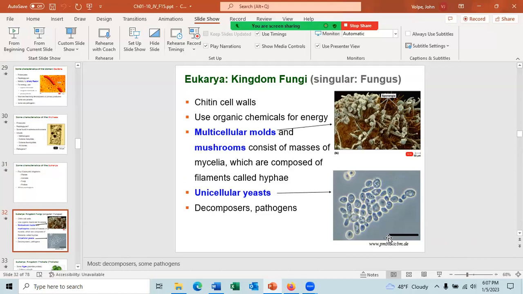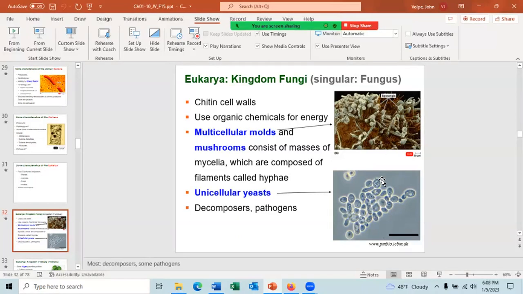All right, let's talk a little bit about the kingdom fungi. Fungi is plural, fungus is singular. You don't really need to know about what makes up the cell walls of fungi, but you should know that they use organic chemicals for their energy needs, generally glucose. That should be familiar to you because we use organic chemicals as our food source. Molds are multicellular, and mushrooms are multicellular, but the molds tend to have a mass of mycelia, which we're looking at here. The mycelia are made up of individual cells that we call hypha.